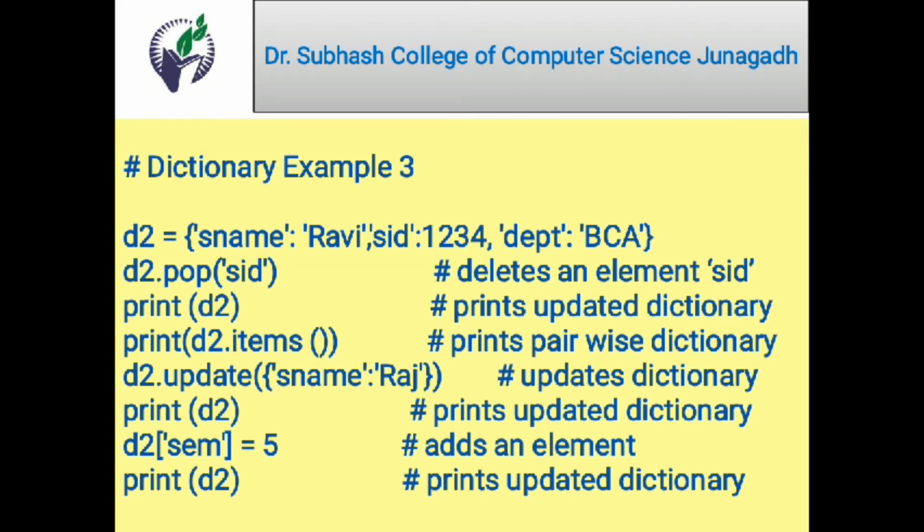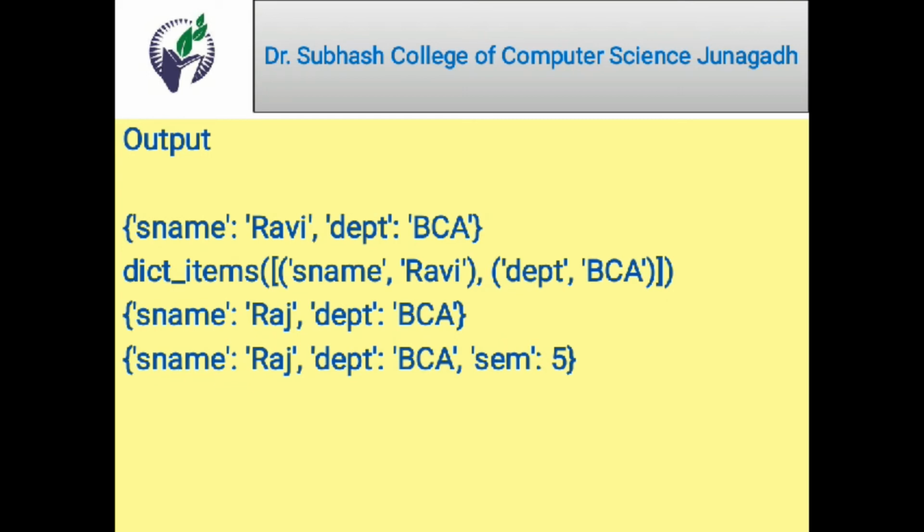So it will add an element to our dictionary D2, and after this print D2 will print the updated dictionary. Updated dictionary means three fields: student name Raj, student ID removed, department BCA, semester 5. So let's check the output. See, student name updated, Raj, department BCA, semester equal to 5.